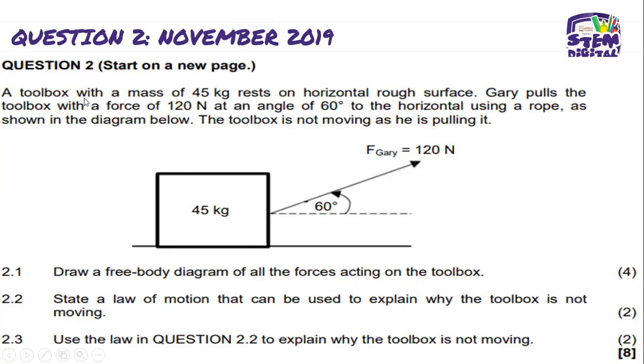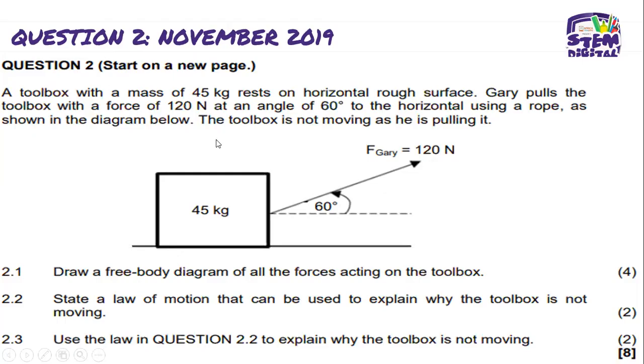Now, there you have a toolbox, and it rests on a horizontal rough surface. And Gary comes and pulls it again with a force of 120 newtons. But when Gary pulls it with a force of 120 newtons, the toolbox is not moving as he is pulling it. And the question is, why is this toolbox actually not moving?